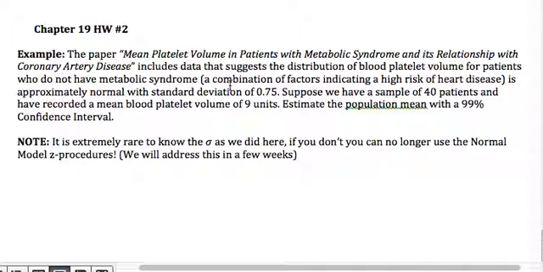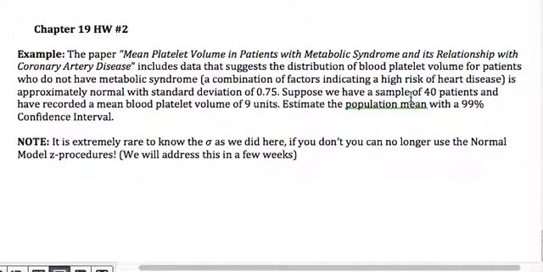The paper Mean Platelet Volume in Patients with Metabolic Syndrome and its relationship with coronary artery disease includes data that suggests the distribution of blood platelet volume for patients who do not have this metabolic syndrome, which is a combination of factors indicating high risk for heart disease, is approximately normal. And it has a standard deviation of 0.75. They're so generous to give us that 0.75 thing.